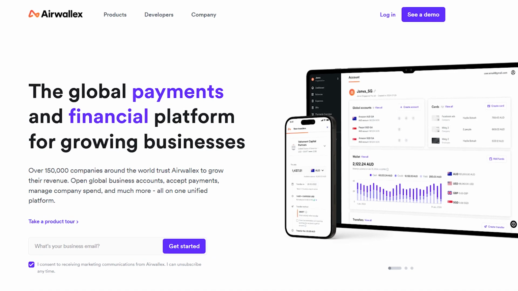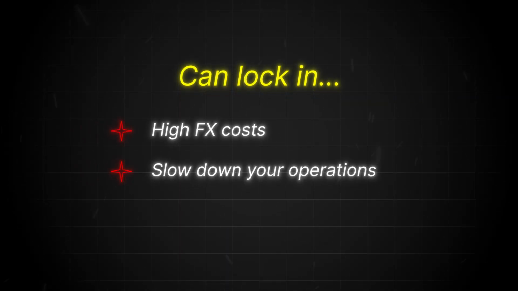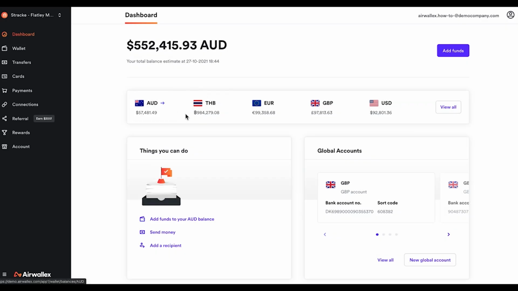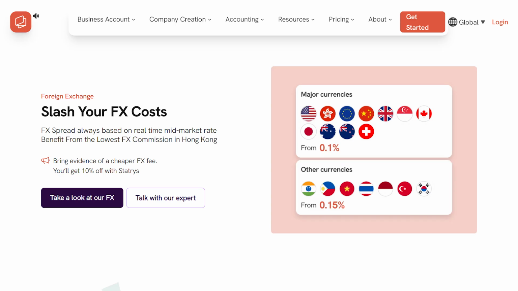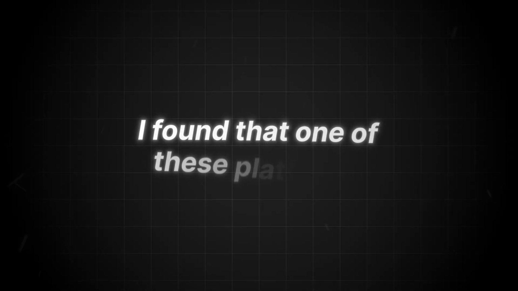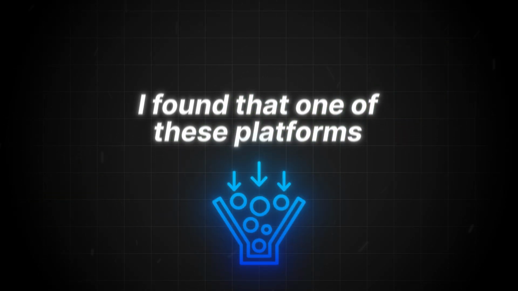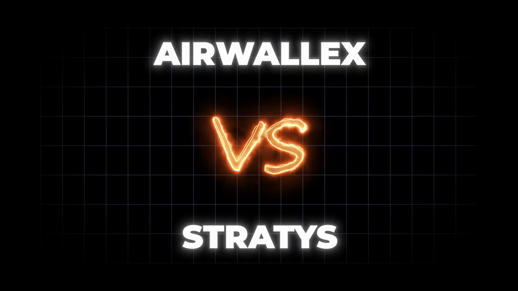Choosing wrong between Airwallex and Statrys can lock in high FX costs, slow down your operations, and create hidden administrative drag. After months of thoroughly testing both Airwallex and Statrys as a business owner, I found that one of these platforms is built to scale with you, while the other can become a bottleneck. Now, let's get straight into this Airwallex versus Statrys comparison.